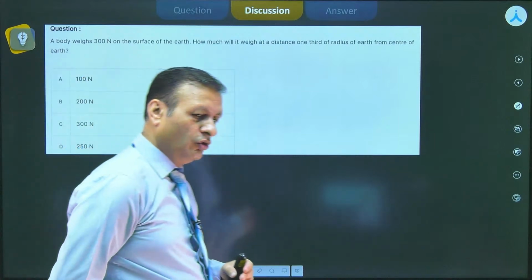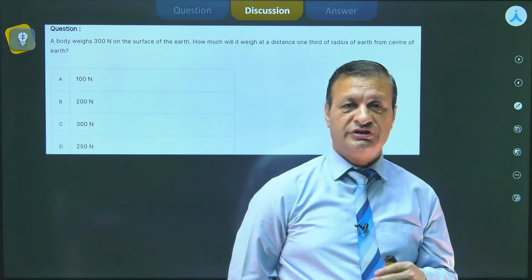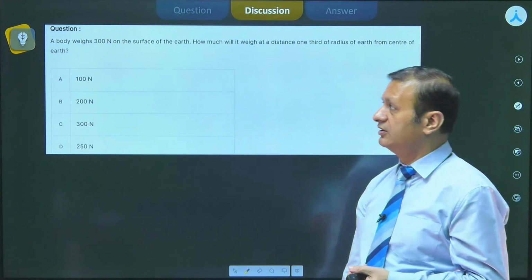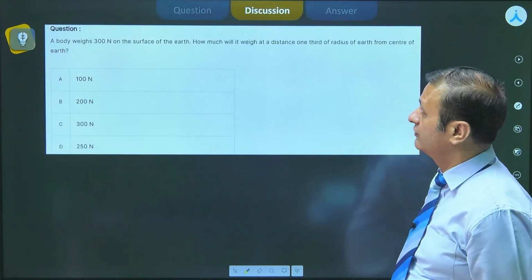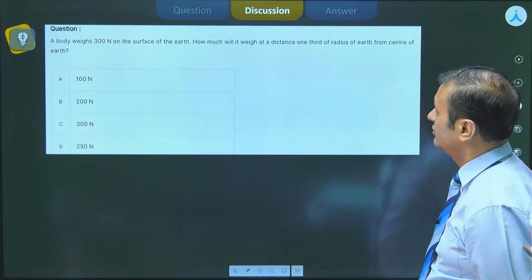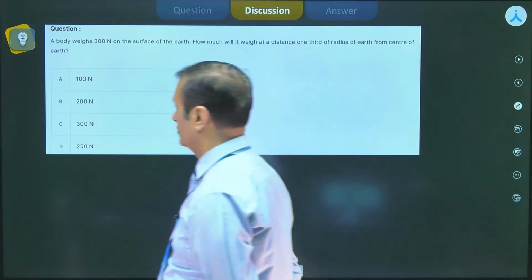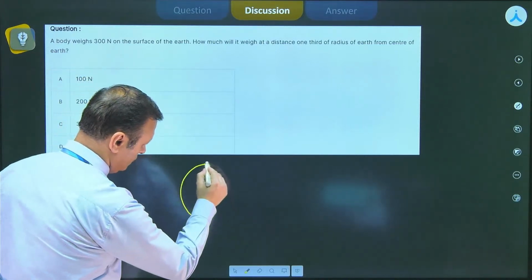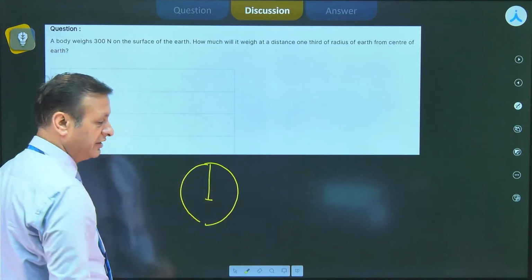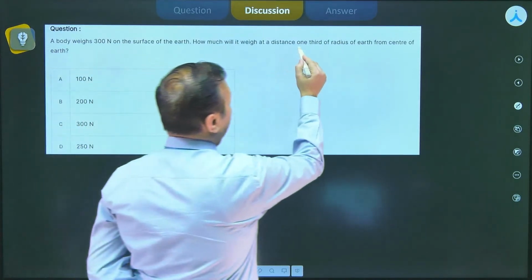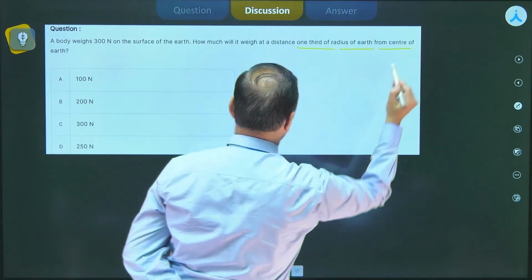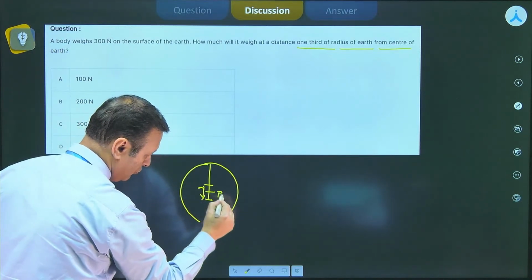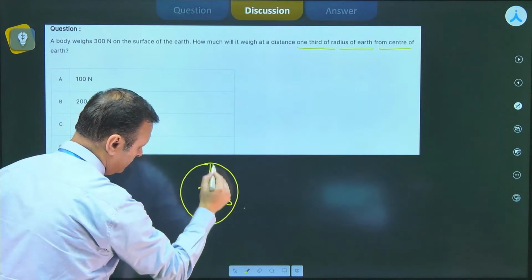So now we know m into g is weight. If your g varies, definitely weight also varies. So the next question is about weight. A body weighs 300 Newton on the surface of the earth. How much will it weigh at a distance 1/3 of the radius of earth from center of earth? From center of earth. So first we have to understand it. This is the radius. At a distance 1/3 of the radius of earth from center. From center. 1/3. What is this? Depth.